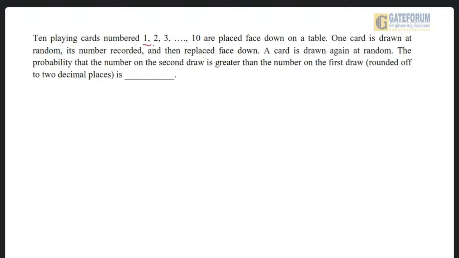So 10 cards, numbers, face down. Closing that number, and the number is recorded and replaced. The first card is replaced before picking the second card. Now, the required probability is of the event: number on the second draw greater than number on the first draw. This is the event. Okay.